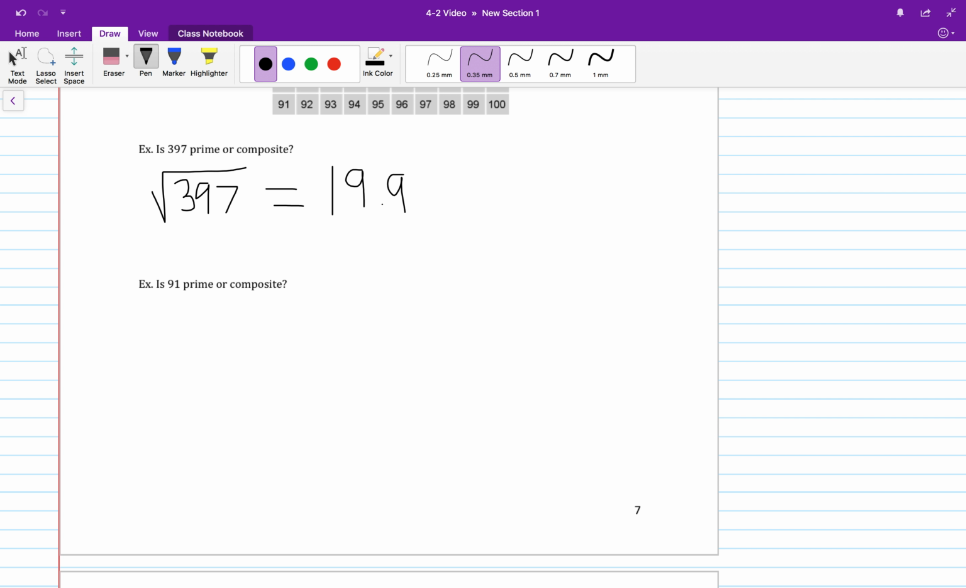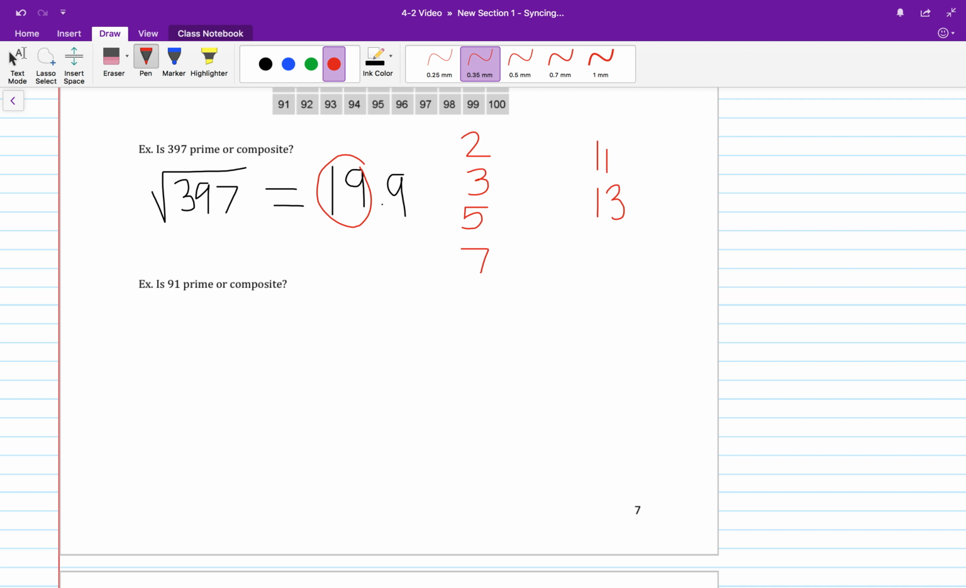It gives me something like 19.9 and so on. So all I need to check up to is 19. What I care about in this is 19, and I only have to check the prime numbers. So the only numbers I need to check are 2, 3, 5, 7, 11, 13, and 17.